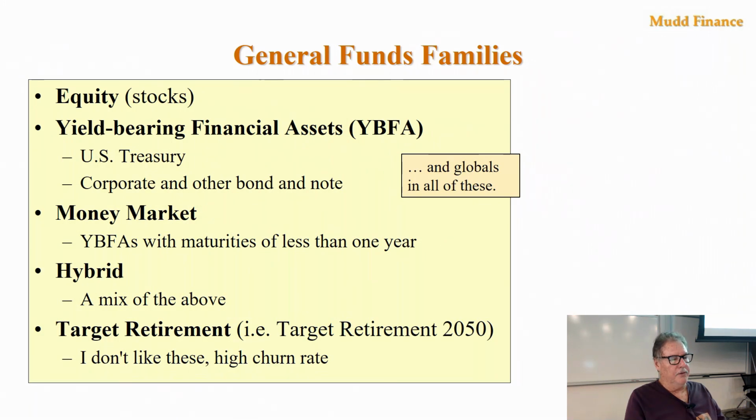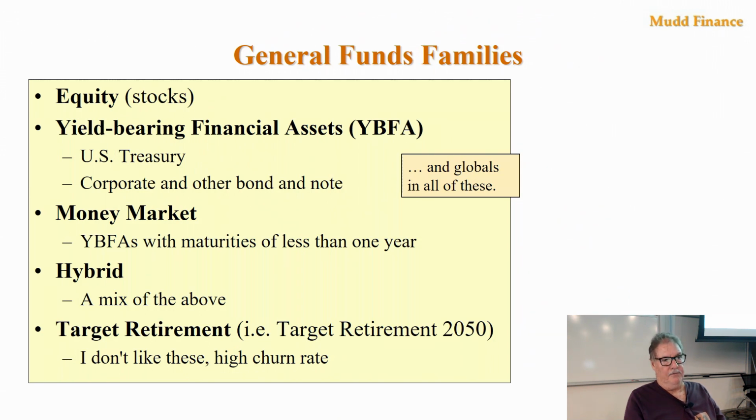Now, the general fund families, as I say, this is not very interesting, but you kind of do need to know the difference when you're shopping. You have, first of all, the general major classes. You have your stock funds, like the one I just gave as an example. You have your bond and note funds, which are yield-bearing financial asset funds, consisting of U.S. Treasury bonds and corporate and other bonds and notes.